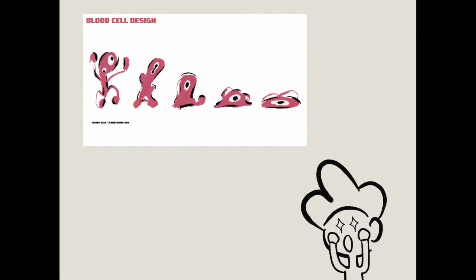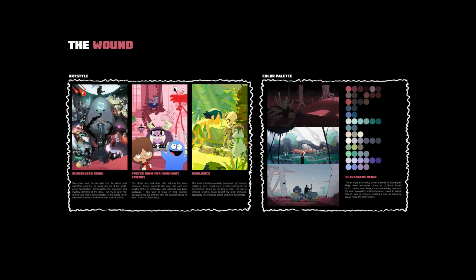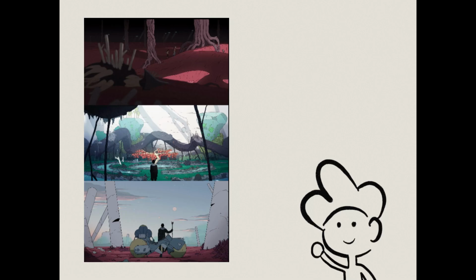As for the art style, the whole animation will be quite simple, but the usage of the brushes will be heavily relied on, because I want to give it a feeling of sketchy and fluid. For my color palette, I would like to choose Scavenger's Reign art style and muddy color palettes, because they were mesmerizing and they portrayed the alien ecosystem and landscape perfectly with their color palette. I want to exploit this art style in terms of creating a rich but horrifying place inside the entity's body.